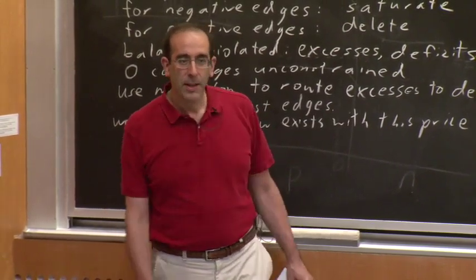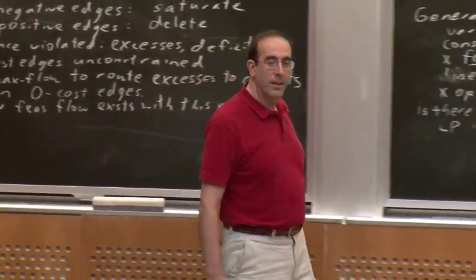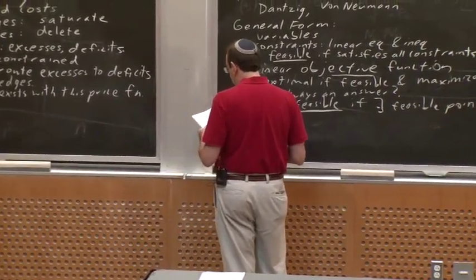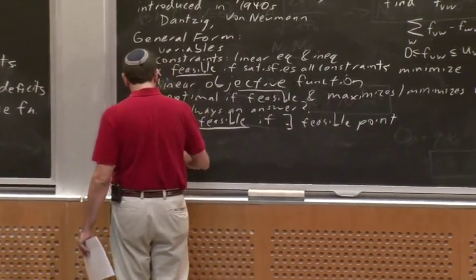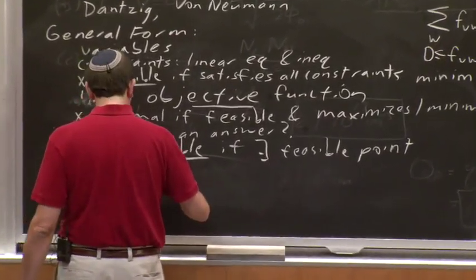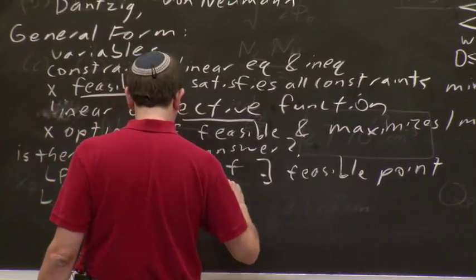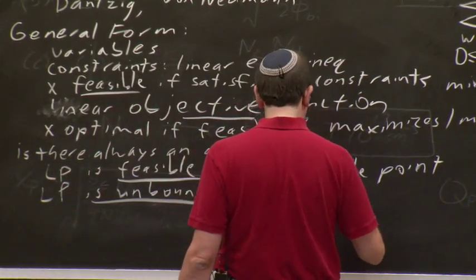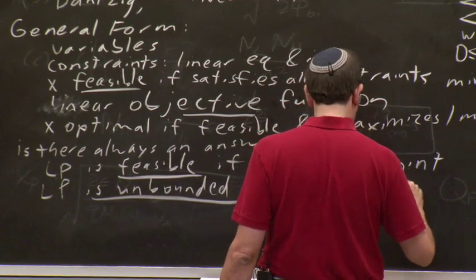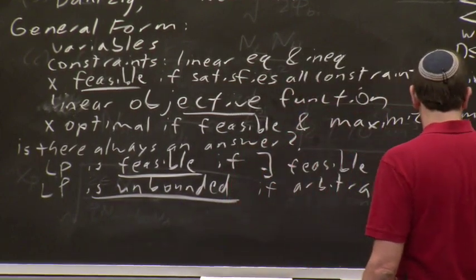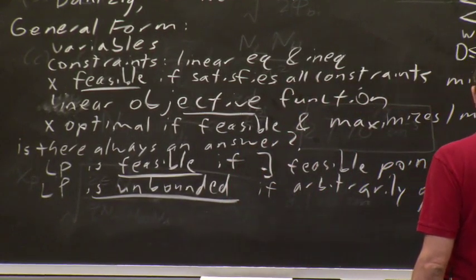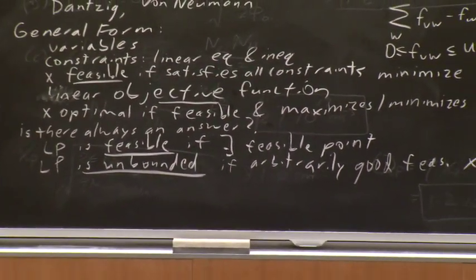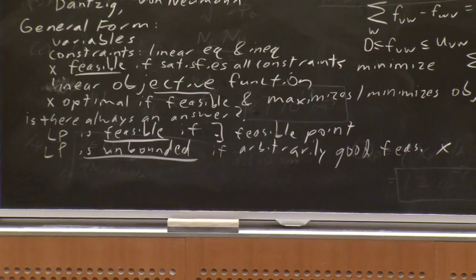Yeah? There could be no constraints, and the objective function could just not be bounded. Right. That's the key word, is bounded, right? So we say that the LP is unbounded if there are arbitrarily good feasible x's. Okay. Yeah. But is that the only thing that could happen?